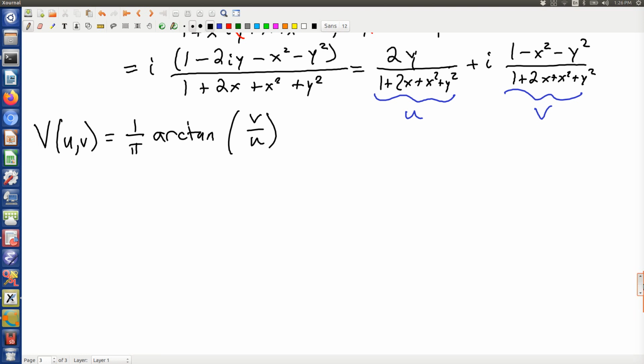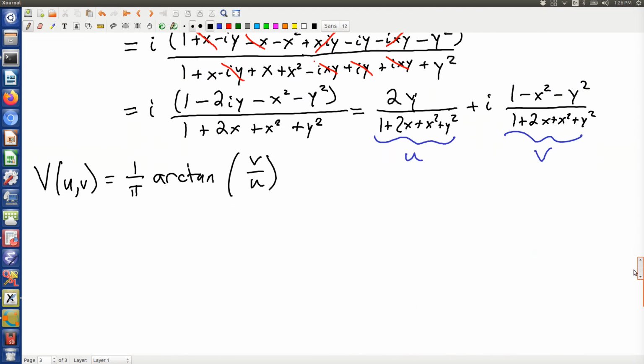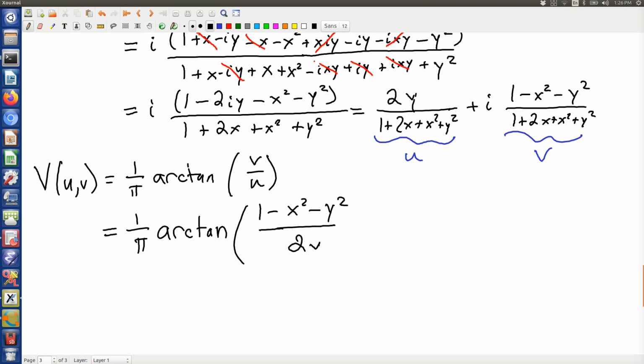And so let's make sure I got that right. Yes, indeed, 1 over pi arctan V over U. Good. So rewriting this in terms of x's is now not a problem. So the v is 1 minus x squared minus y squared. The i is not part of the v. And you'll notice the denominator is the same on both of these guys, the u's and the v's, so they'll cancel out. And I'm just left with this expression. Okay, and so now this is actually the solution that we sought from the outset.